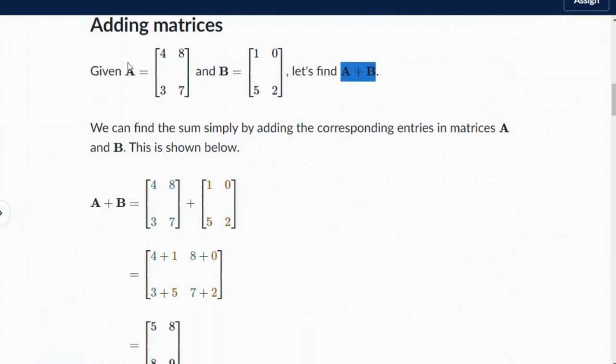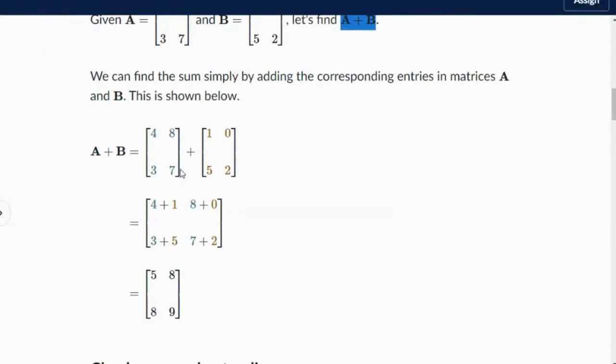So all we have to do is take the first term on the first row, first column, add it to the first row, first column term on the other matrix. 4 and 1. So add those together, it's 5. 8 plus 0 is 8. 3 plus 5 is 8. 7 plus 2 is 9. All right, just like he explained in the video.